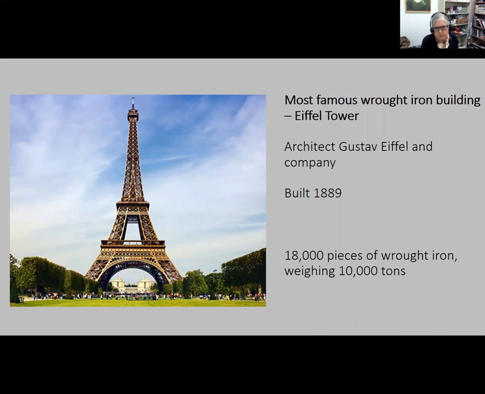The most famous wrought iron building in the world is the Eiffel Tower. It was built by the architect Gustave Eiffel and his company. It was built in 1889, and it's made out of 18,000 pieces of wrought iron. You have to imagine that people by hand made every single one of these pieces of the Eiffel Tower.